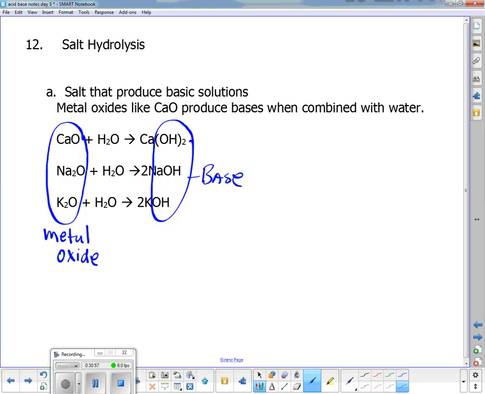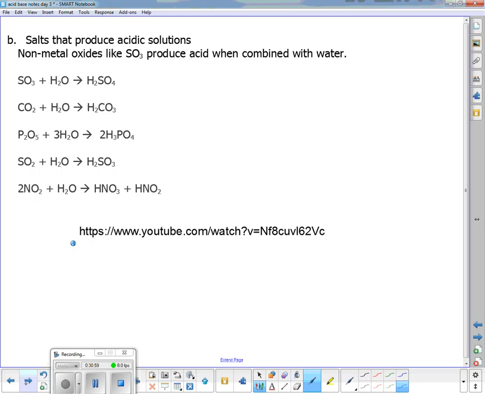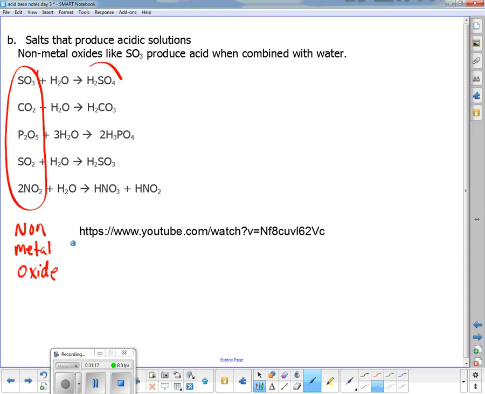So also thinking that same kind of thing, if I know it's a non-metal oxide, where are non-metals found? On the right-hand side of the periodic table. What would you find on the right-hand side? What are these? They're acids. Now, we might end up with strong, we might end up with weak, but we'll end up with something, right?